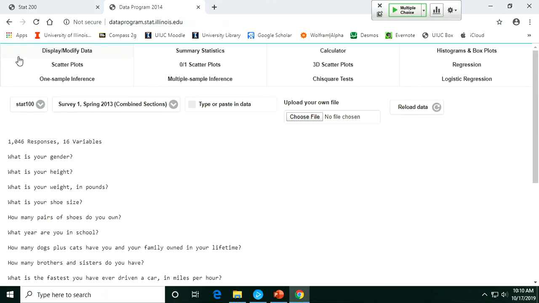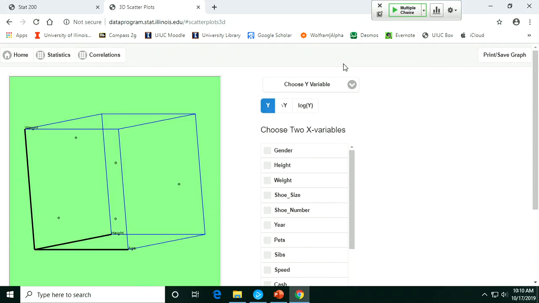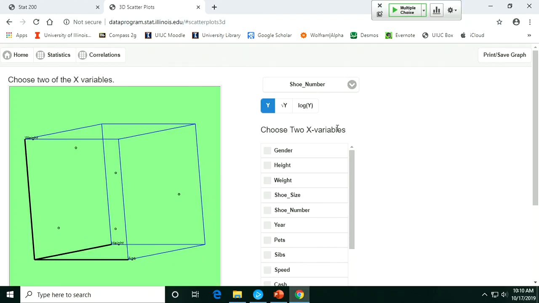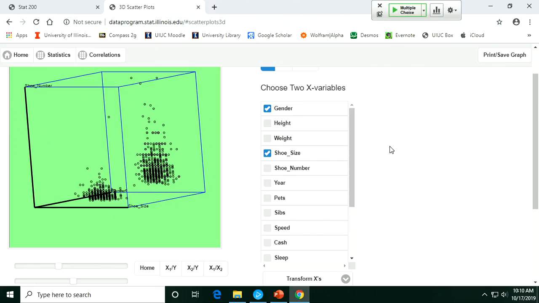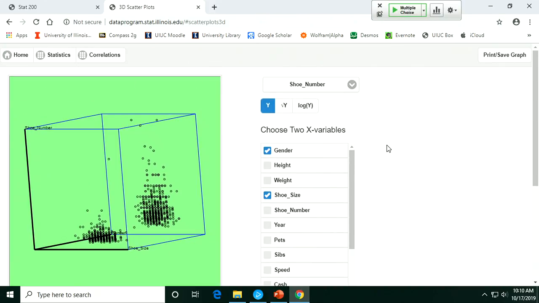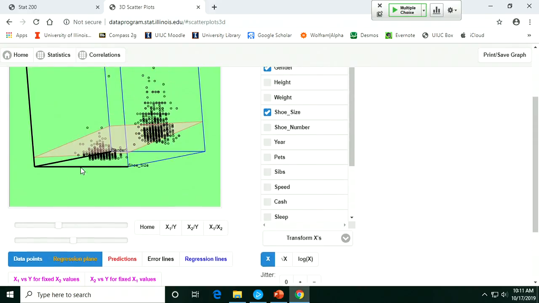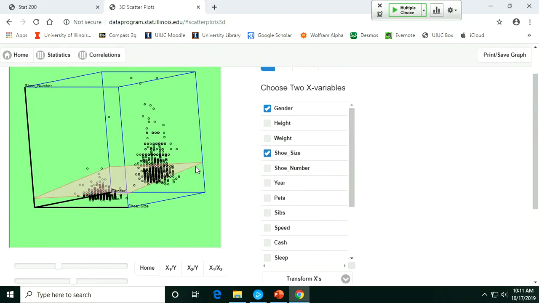let's see, 3D scatter plots right here. So we're going to choose as our y variable shoe number, the number of pairs of shoes, and gender and shoe size. So now we've got this 3D plot here, and let's look at the regression plane, because now we're talking about a plane. So can you see which one? You have two groups of people here. These are the females, and these are the males.